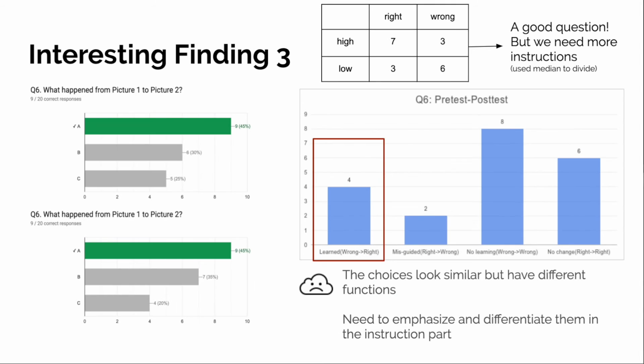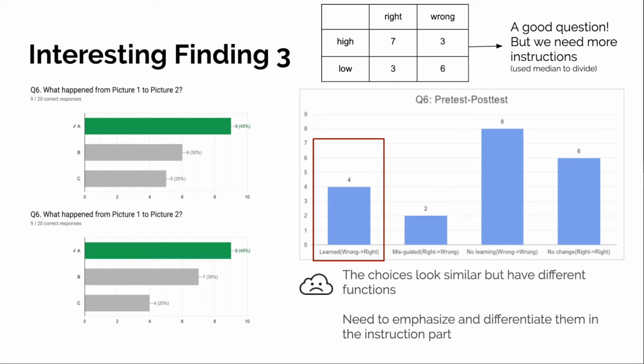Now, another interesting finding is about question 6. We find that only 4 students learned from pre-test to post-test. 8 students had no learning and even 2 students were misguided. So we think it is because the choices look similar but have different functions. We should emphasize and differentiate them in the instruction part.